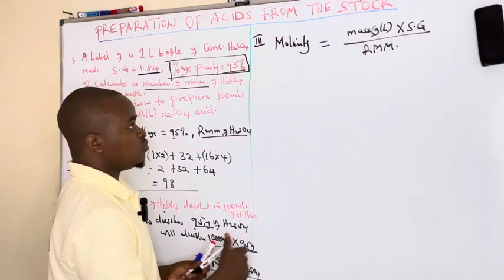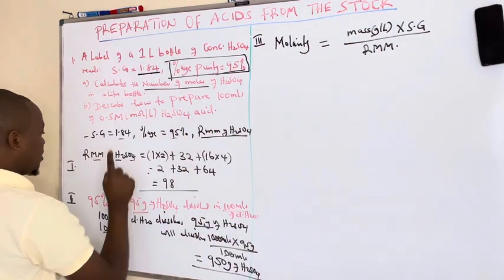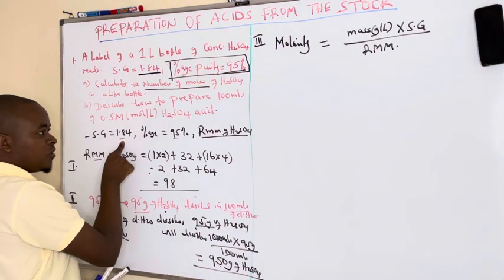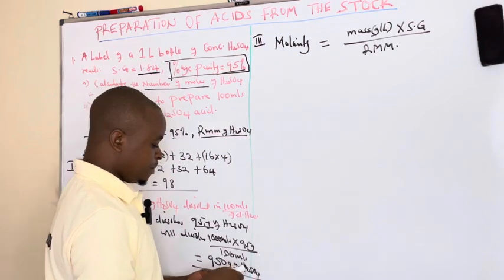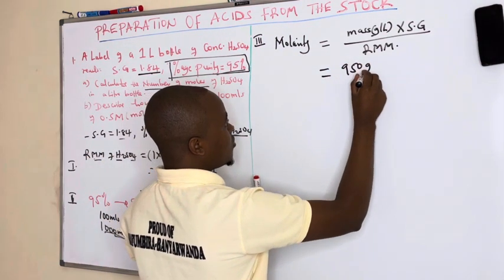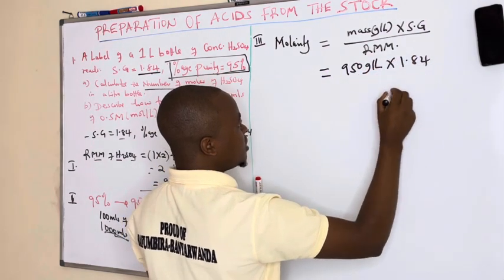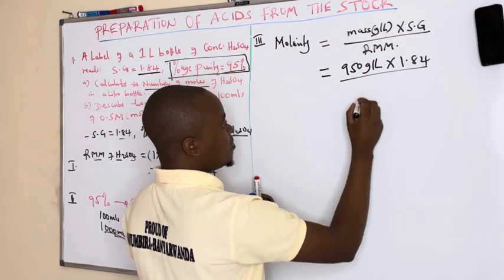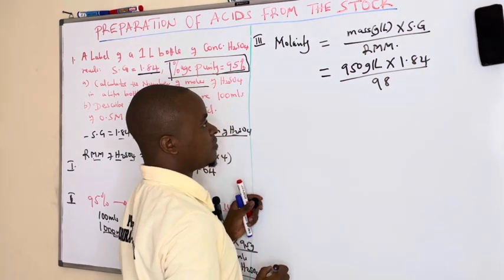After that, we already have mass, which is 950, we already have specific gravity, which is 1.84, and we have relative molecular mass, which is 98. So we substitute: 950 grams per liter times the specific gravity, 1.84. We divide by 98, which is the relative molecular mass of sulfuric acid.